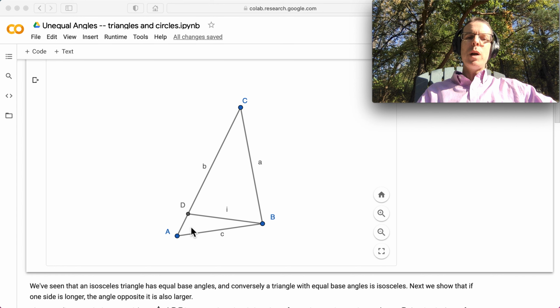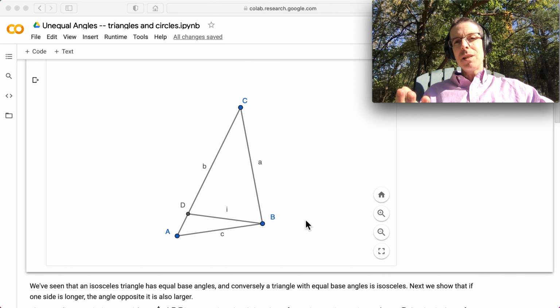For example, what if we know that angle A is less than angle B? Then can we deduce from that that side A is less than side B? Well, actually, this follows from everything else we know already. If the angles are unequal, then the triangle ABC can't be isosceles because it has unequal angles. So one of these sides is bigger.